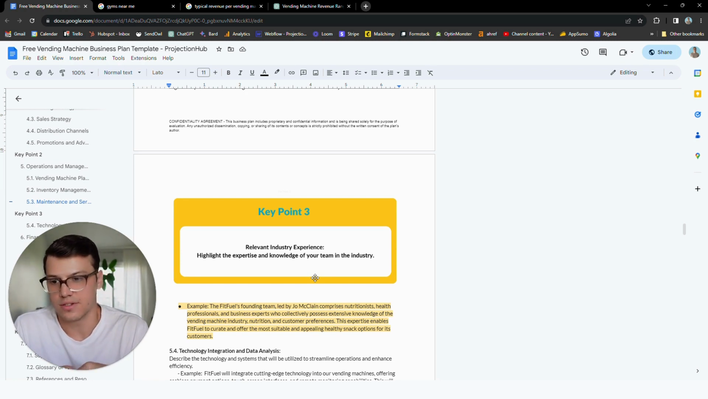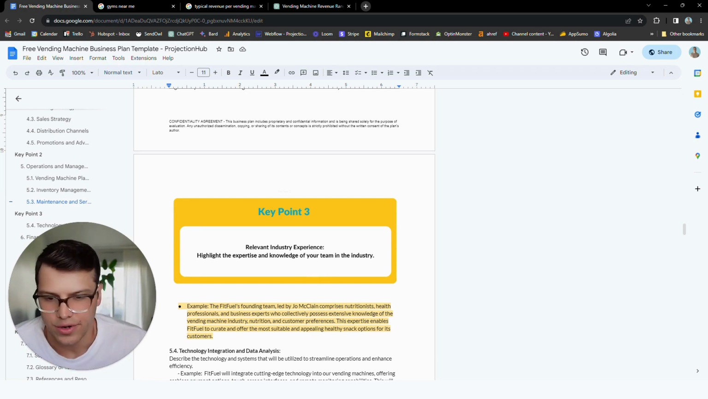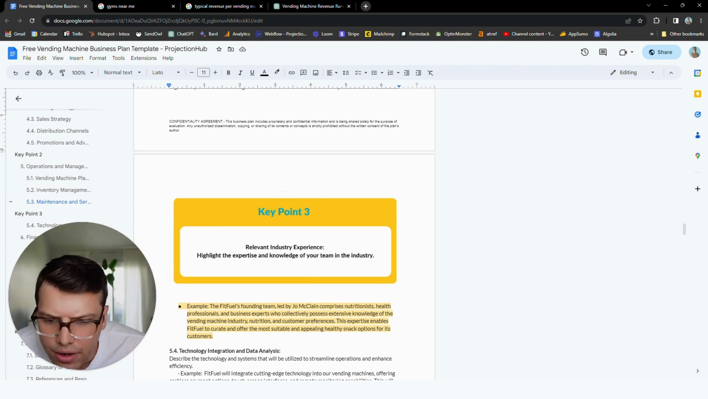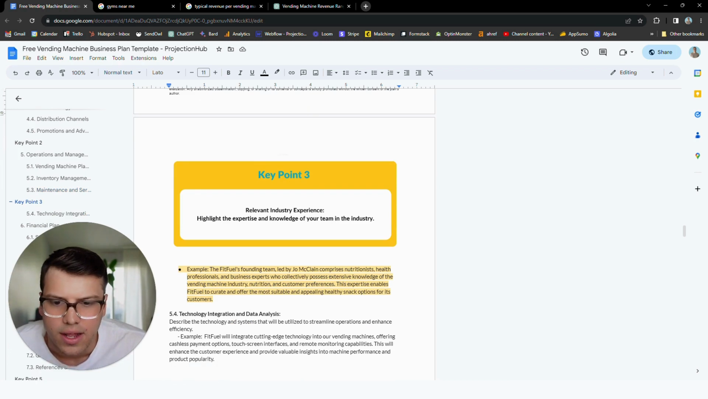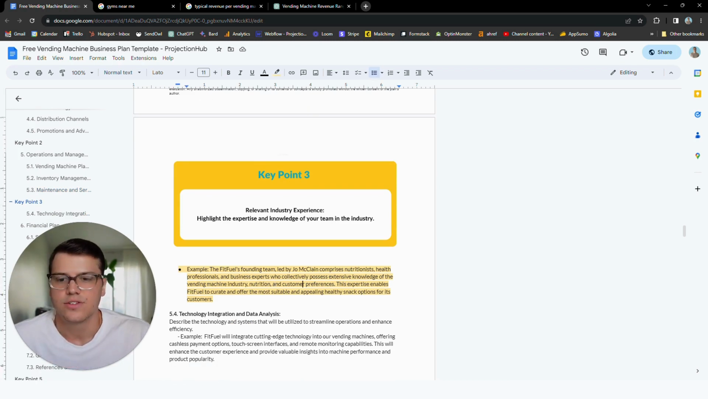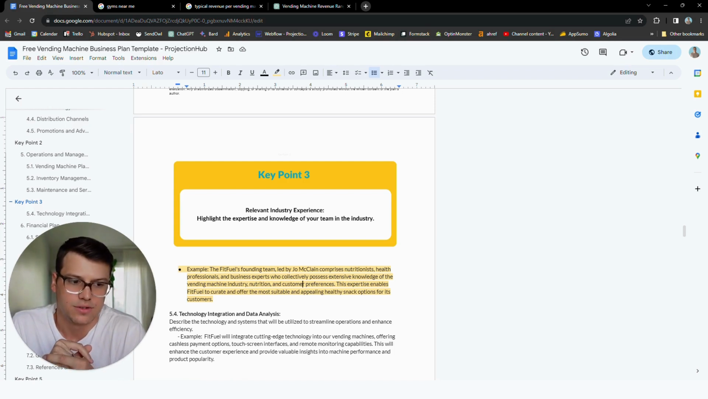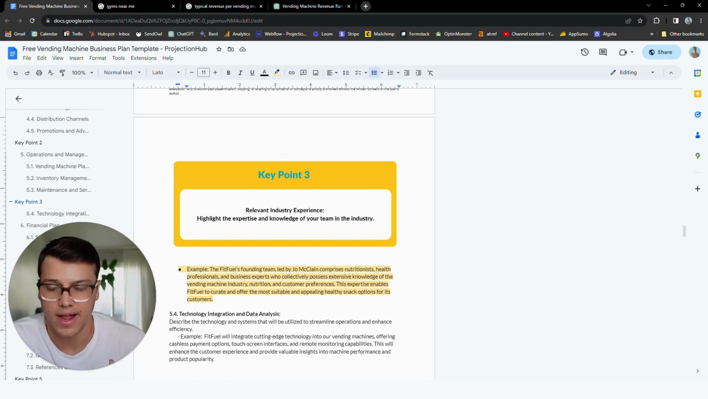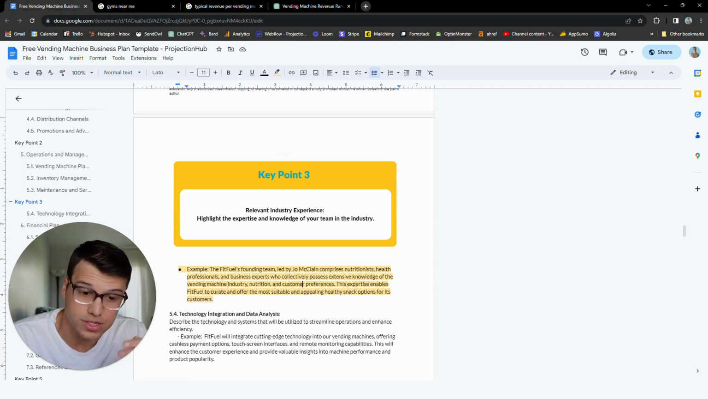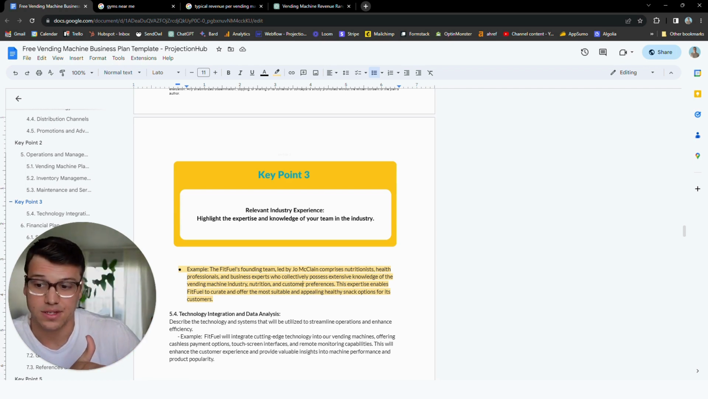So let's use sales as an example. Now we see the owner here, his name is Joe McLean, and they've been a nutritionist. A nutritionist has extensive knowledge of the vending machine industry, nutrition, and customer preferences. So you can see they're really suitable for that. This would be a good example. Maybe the owner has a lot of experience on the nutrition side, like what they're going to stock the vending machines with. Maybe they are really into fitness themselves, so they know what people are going to want in those vending machines. That still leaves some gaps in their experience.